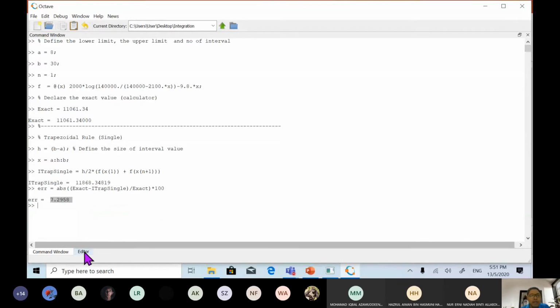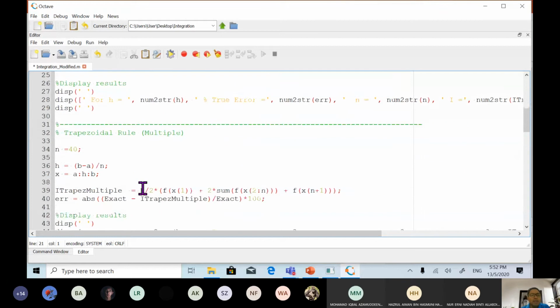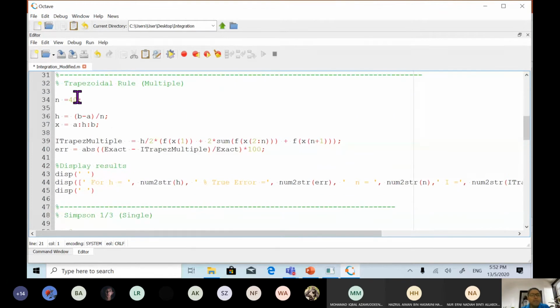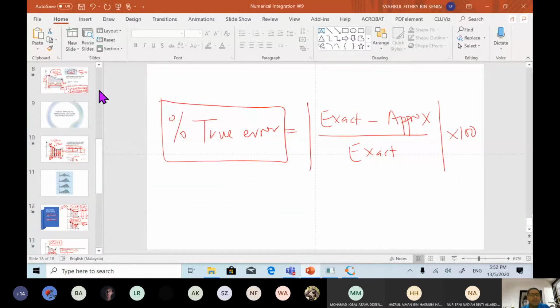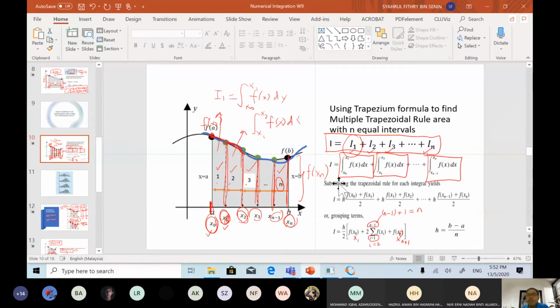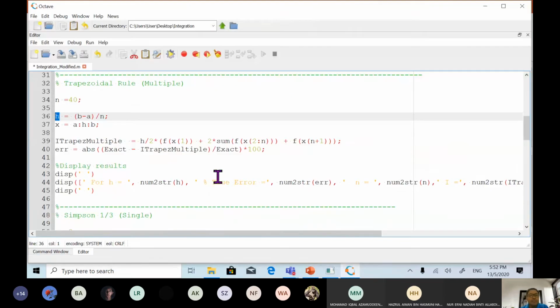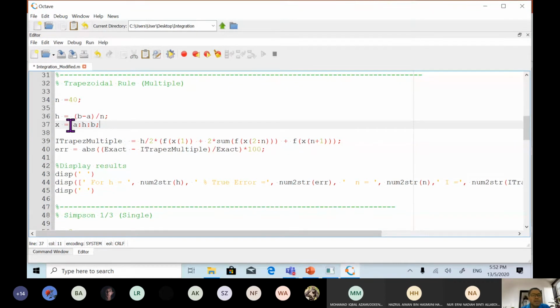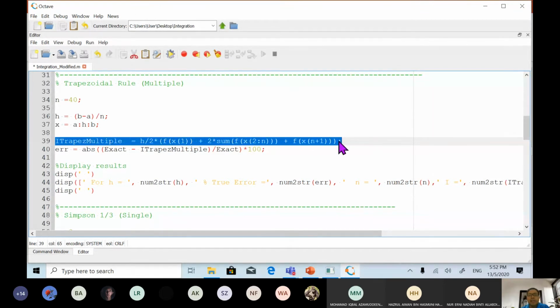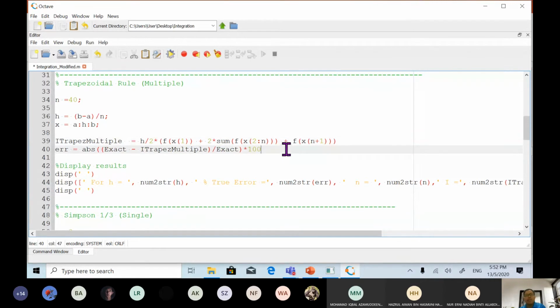In order to improve this integration, we will discover the next method that we call the multiple trapezoidal rule, where I put my h to be b minus a over n. Remember that your h for the multiple trapezoidal rule is b minus a over n, which is given here. So I code it here, and my x coordinate will be given by this, and I will code the area of the trapezoids using the multiple method with this line of code.